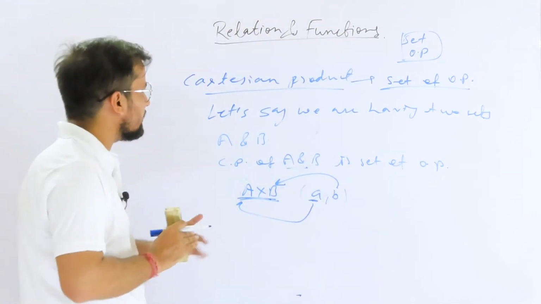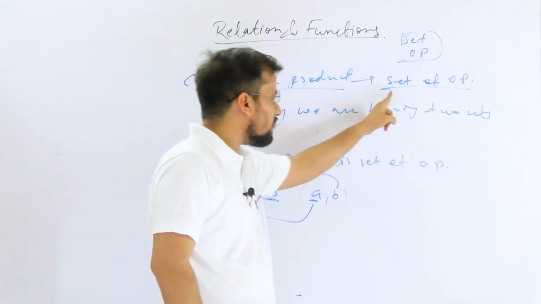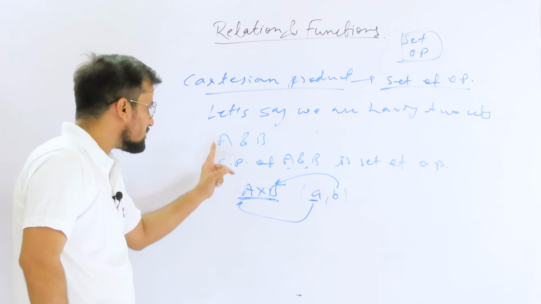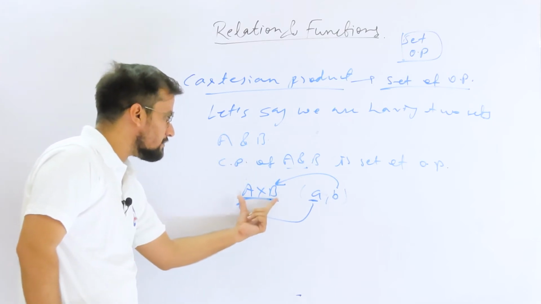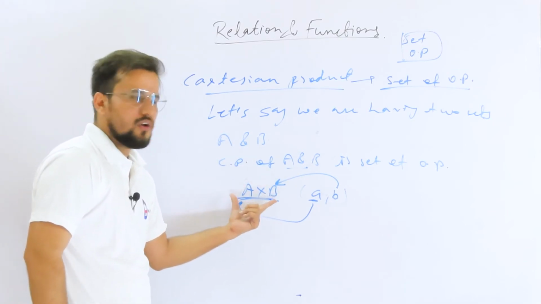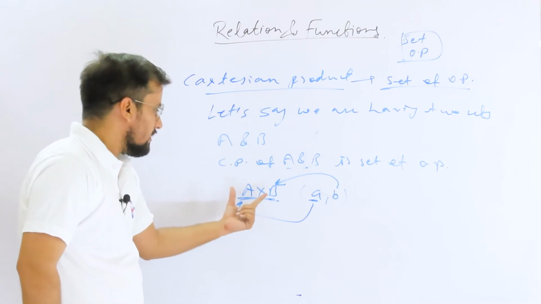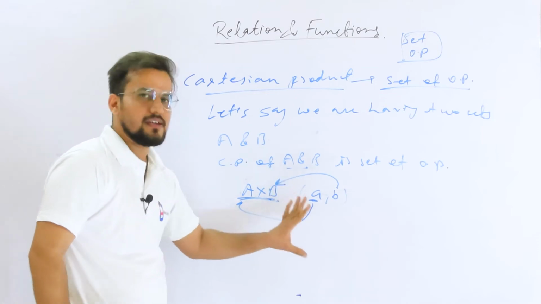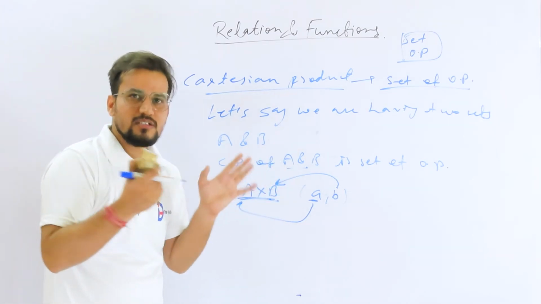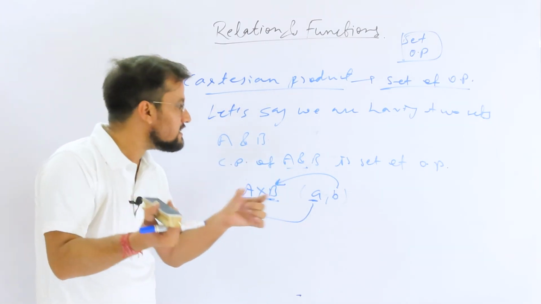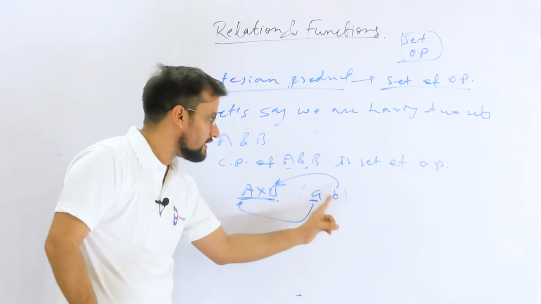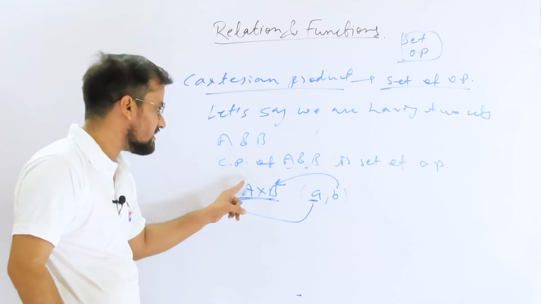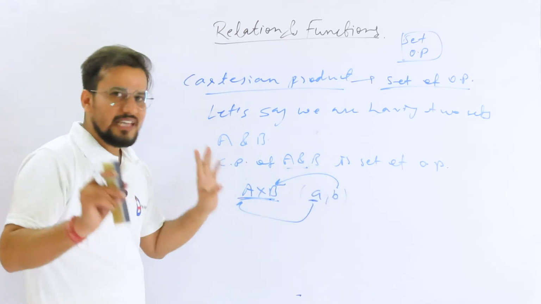Please listen carefully: the Cartesian product is the set of ordered pairs. How many sets do we have? Two sets, A and B. So the Cartesian product of A and B is represented by A cross B. This is the symbol of the Cartesian product. The result of A cross B is a set of ordered pairs, written inside parentheses, such that the first element always belongs to the first set and the second element always belongs to the second set.